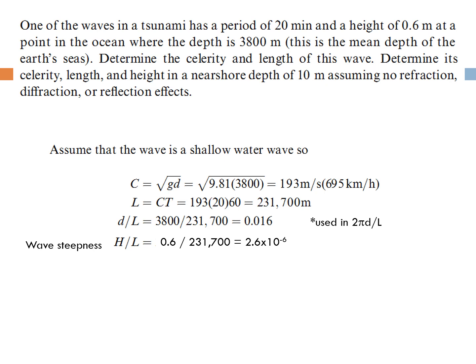So now we're going to look at this tsunami at a location somewhere in the ocean which has a water depth of 3,800 meter. Now, although it is a very deep location, for tsunami it is still shallow water because the tsunami energy occupies the entire water column. So we apply the equation C equals the square root of gD for the celerity of a shallow water wave, and we found out that the tsunami is moving at a speed of 193 meters per second, which is equivalent to about 700 kilometers per hour.